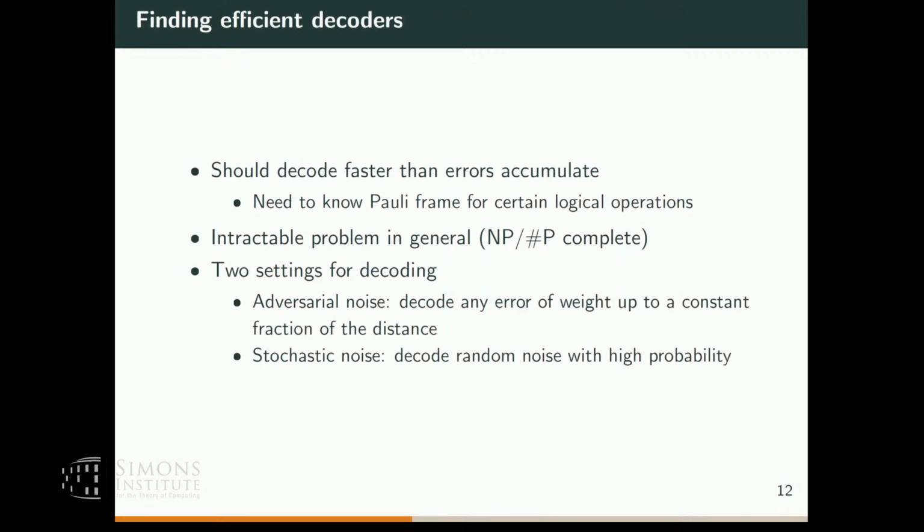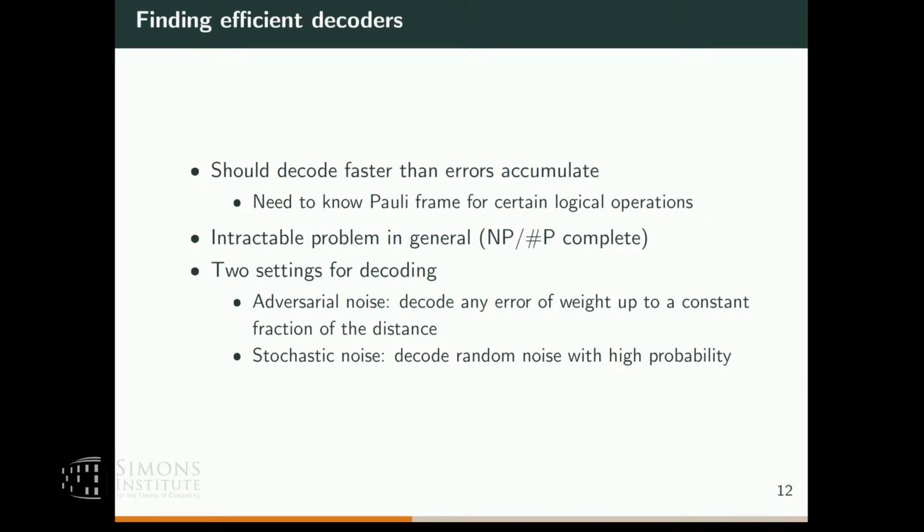And right, there are two settings for decoding that we can consider. The first is adversarial noise. In this setting, we're dealing with a worst-case scenario. Someone hands you an error that is chosen adversarially, and you have to be able to decode it if the error is sufficiently small weight, meaning up to some constant fraction of the distance. And then the stochastic noise setting is maybe a more realistic scenario where there's some random process of errors occurring on your device, and you have to be able to decode with high probability.